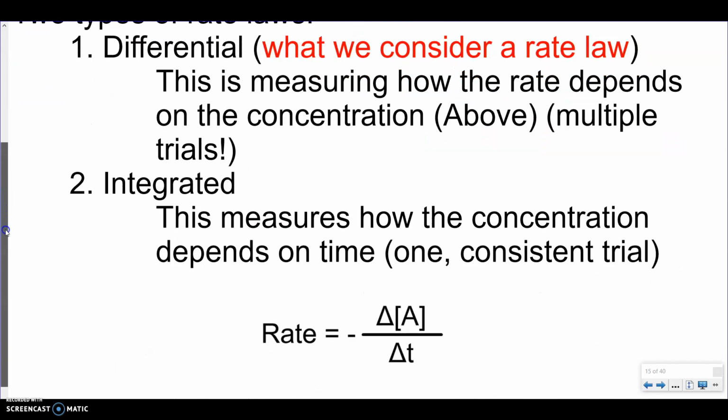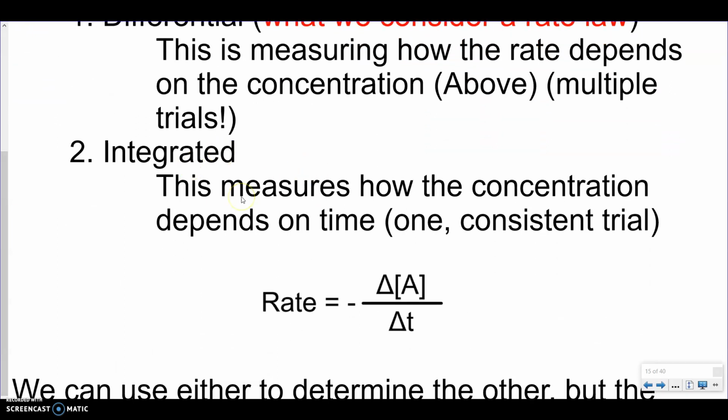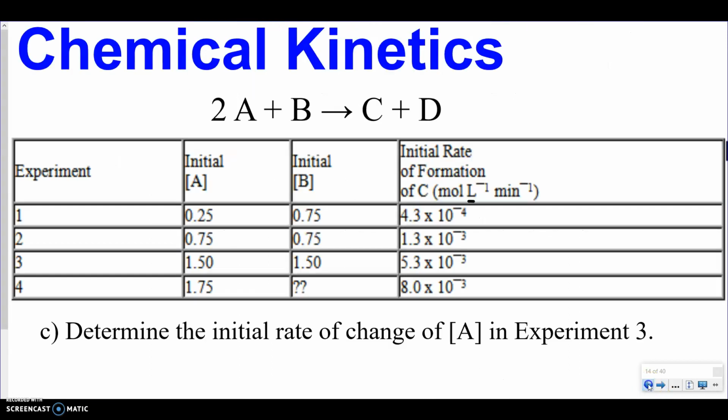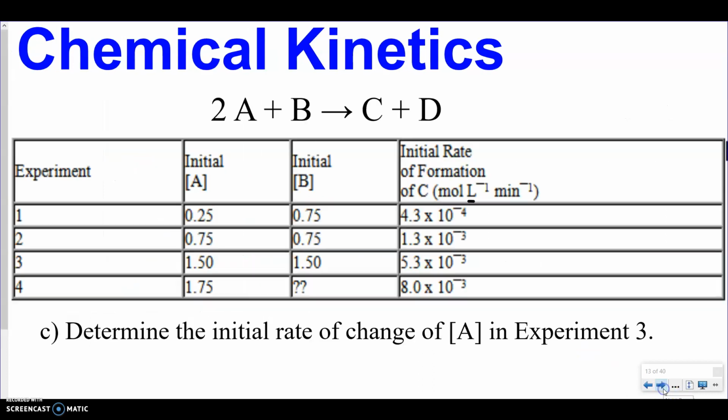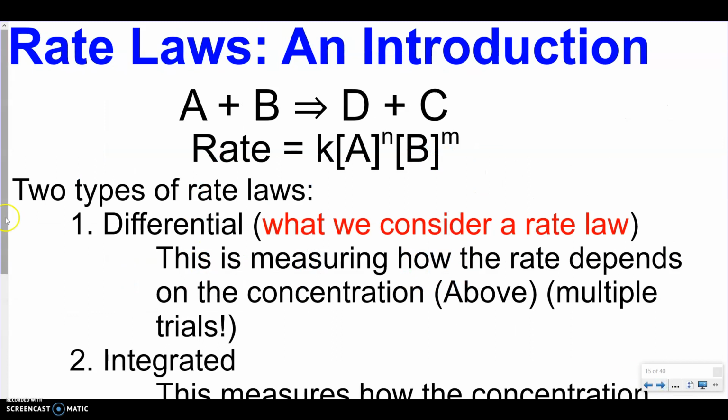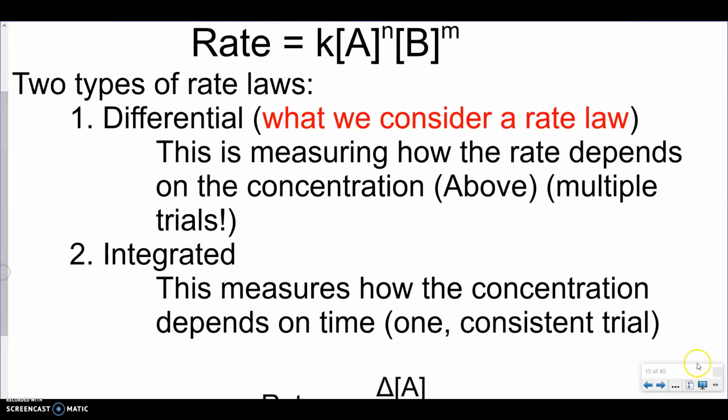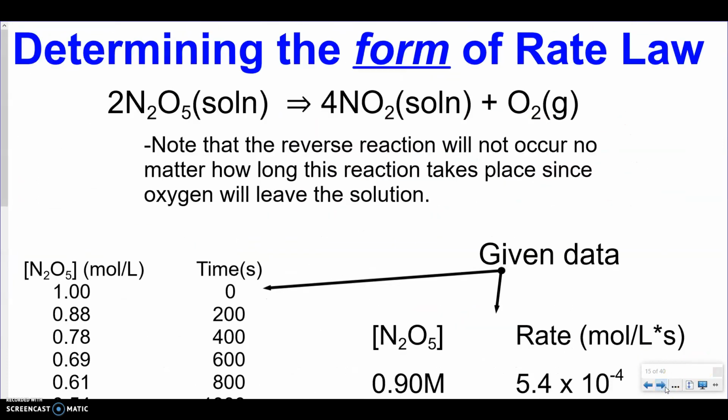We then have integrated data. Integrated data is what we looked at on Friday, which is this guy right here, where we just let the reaction run and saw the concentration change over time. So this is a one-trial type thing, and we're looking at how time affects concentration and how those concentrations affect rate.